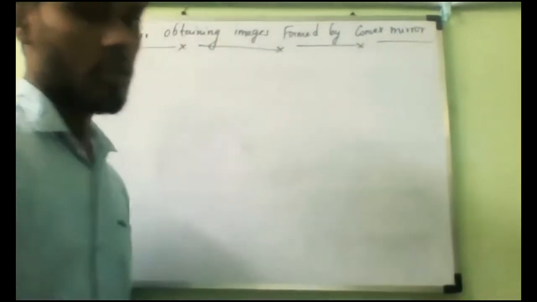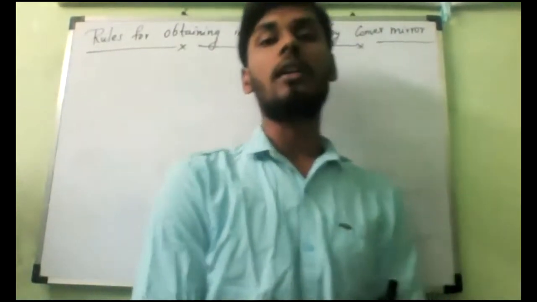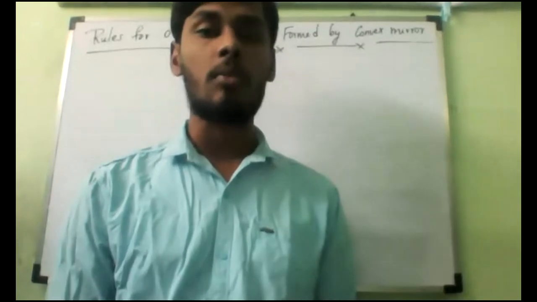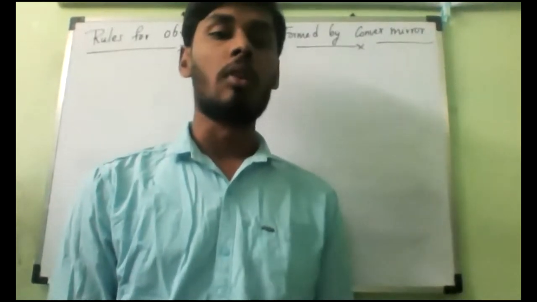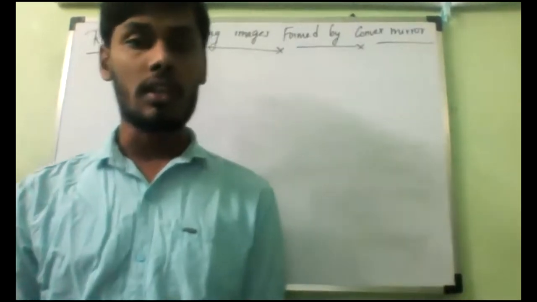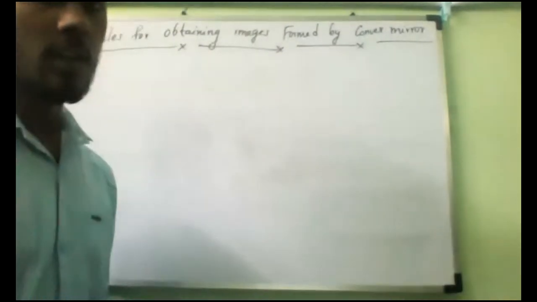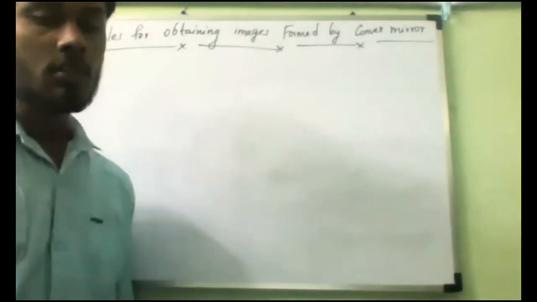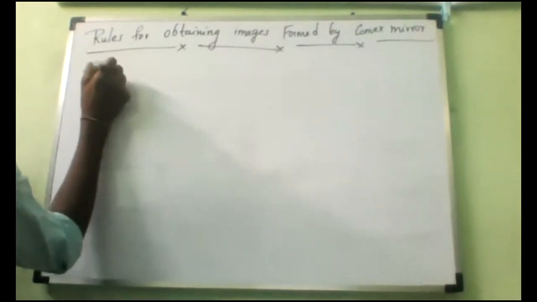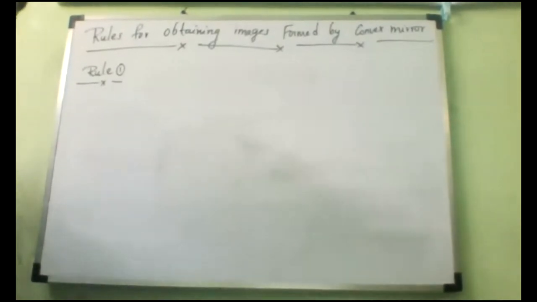Right. First rule. In order to understand how to construct ray diagrams to find the position, nature, and size of the image formed by a convex mirror, we should remember the paths of a few rays. We can call them rules for obtaining images formed by a convex mirror. If you take rule number one, first you listen and remember, later I will give the notes. All of you observe.